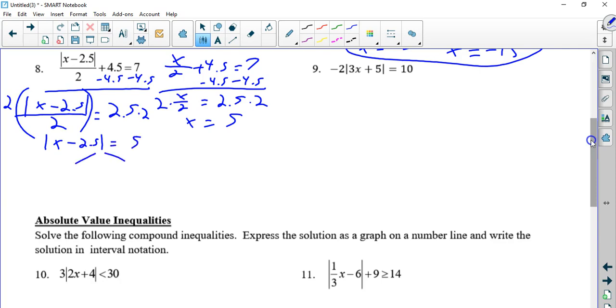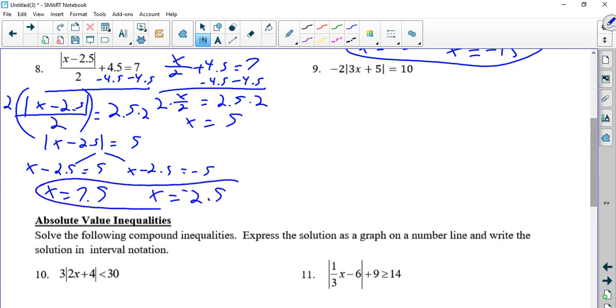And I'm going to bust it up. x minus 2.5 is equal to 5, and x minus 2.5 is equal to negative 5. Which then I'm going to add 2.5 to both sides. I get 7.5, and I get negative 2.5. And there's my two answers. But remember, it's just like a middle school problem. You get rid of the addition and subtraction first, then you undo division or multiplication.